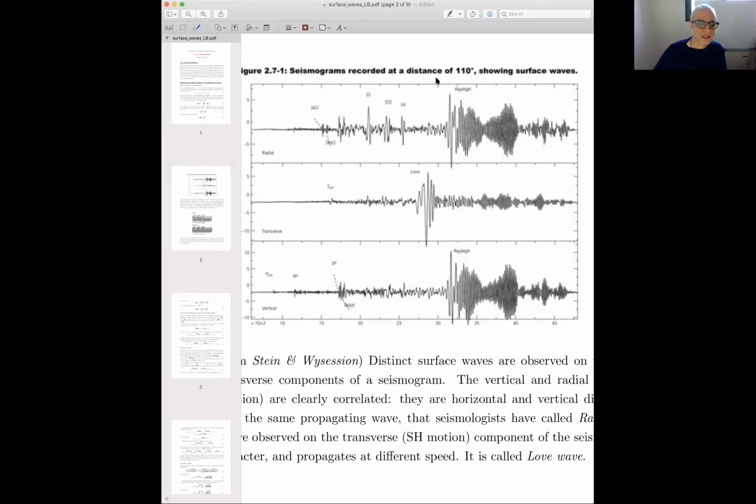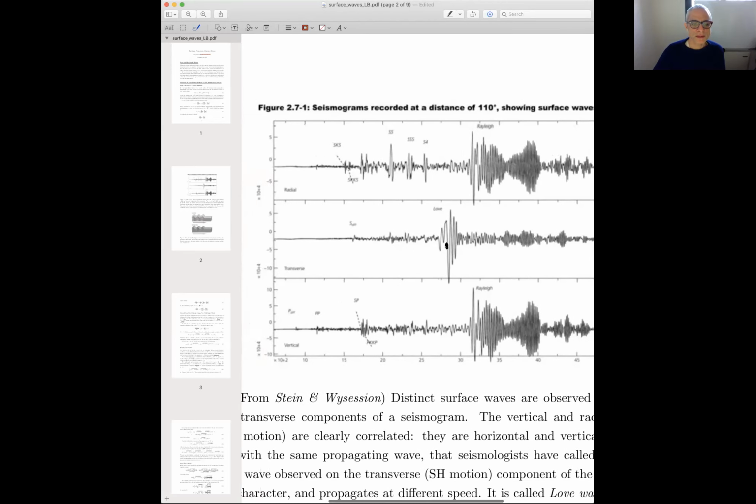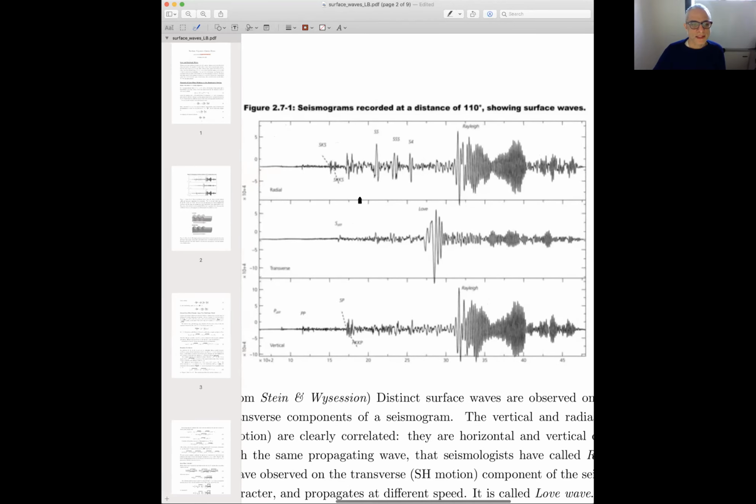So at significant distance, here you're at a distance of 110 degrees, so that's about 12,000 kilometers or so, you see that the surface wave basically dominates all three components of the seismogram. This is one seismogram, three components: radial, transverse, and vertical. You see that the radial and vertical components of the surface waves are very similar, and the transverse one is slightly different. By the way, I should tell you what I mean by radial, vertical, and transverse.